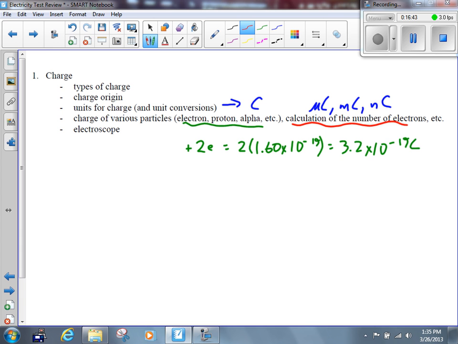Usually when you're looking for a number of electrons, it's going to be the total charge divided by the charge for 1 electron. So whatever number you have, however many coulombs you have, divided by 1.6 times 10 to the minus 19. That's going to give you a number of electrons.